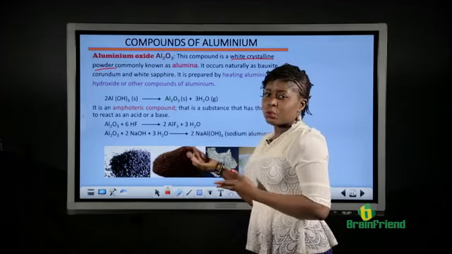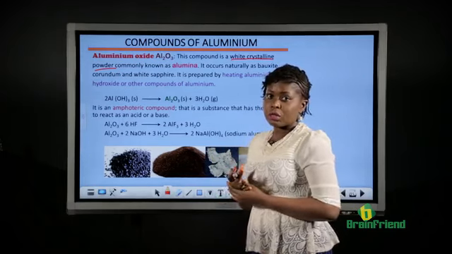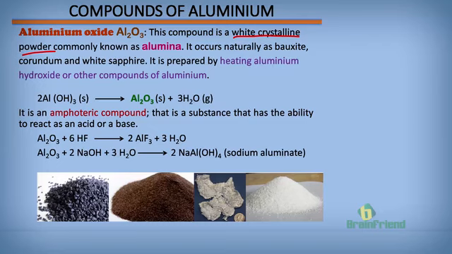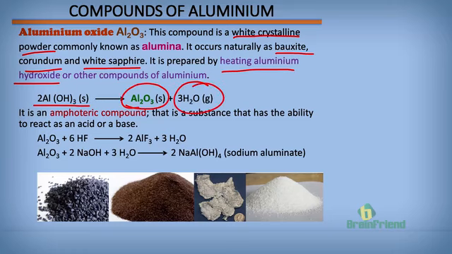Now, aluminium oxide. This compound is a white crystalline powder commonly known as alumina. Of course, it's from here that we do most of the extraction for aluminium metal. It occurs naturally as bauxite, the aluminium ore, and can also occur as corundum and white sapphire. But in the lab, aluminium oxide can be prepared by heating aluminium hydroxide or other compounds of aluminium. So we have aluminium hydroxide. When it is heated, it decomposes into aluminium oxide and steam.